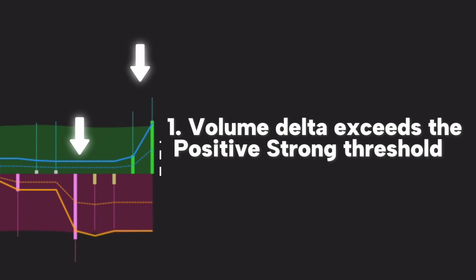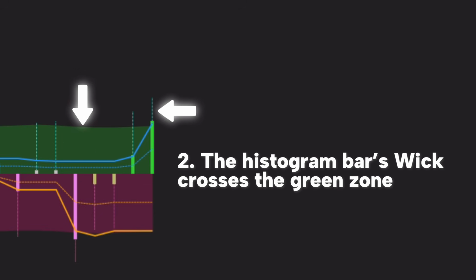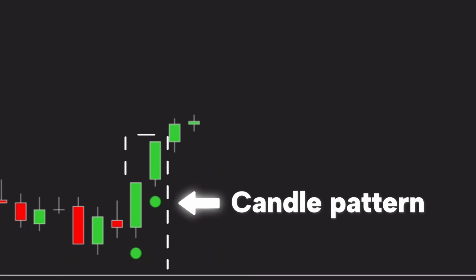Second, the shadow of the histogram bar must cross the average buy volume level, which is represented by the green zone. This provides extra confirmation that buying pressure is not only strong in terms of delta, but is also backed by actual buying volume. And finally, just like with sell signals, the indicator will only look for strong and decisive bullish candles, not doji candles or red candles that lack conviction.